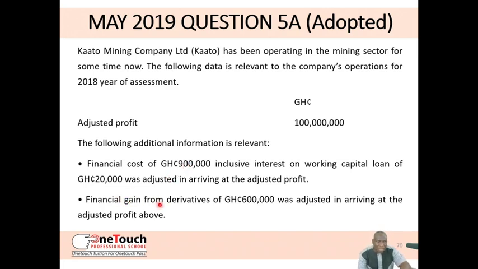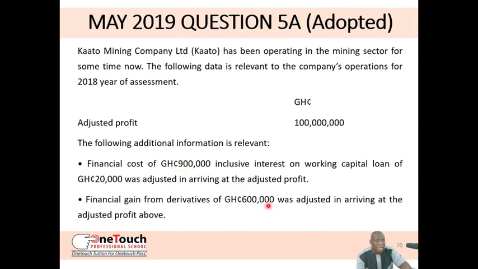Now look at this. Financial gain from the derivatives of 600,000 was adjusted in arriving at the adjusted profit above. So what they are saying is that in this particular profit, they have added 600,000 because financial gain is normally added to income. And then they have also taken out the financial cost from it. But we're told that financial cost can only be allowed to the extent of financial gain. So if you look at this figure, which is now left with 880,000, and you look at the financial gain of 600,000, the financial gain is lesser than this. So the financial cost can only be allowed to the extent of what? The financial gain. So when you subtract 880 from this, you are left with 220.